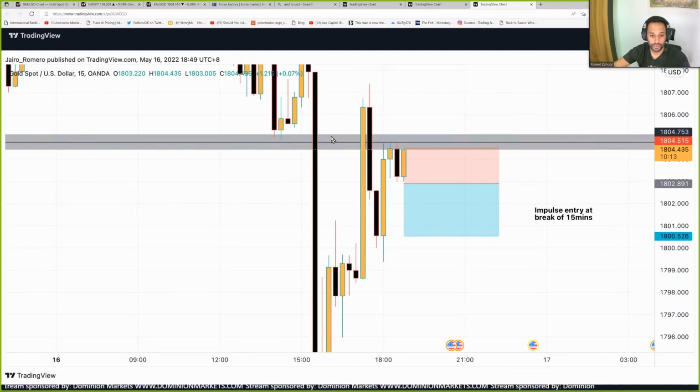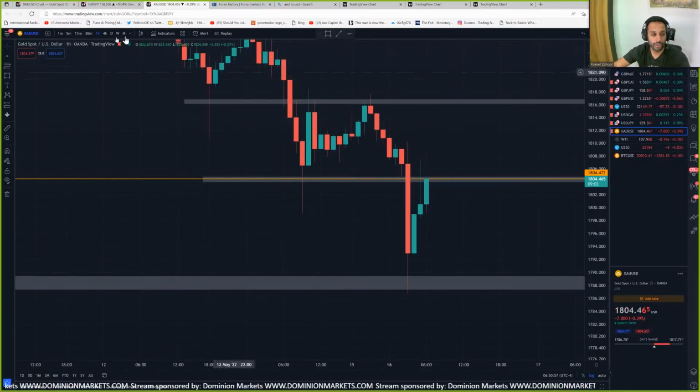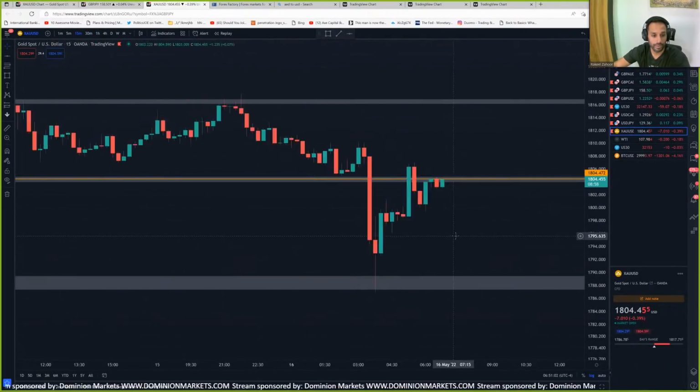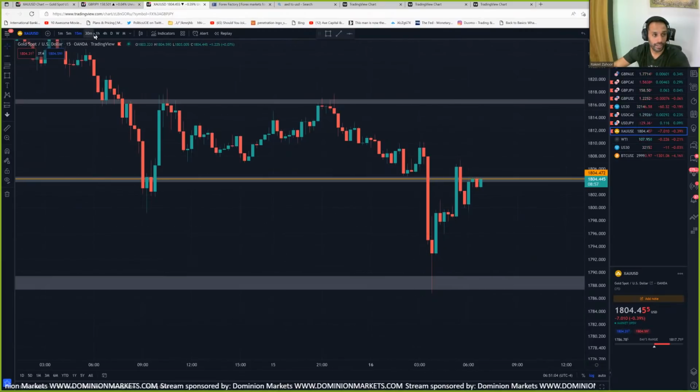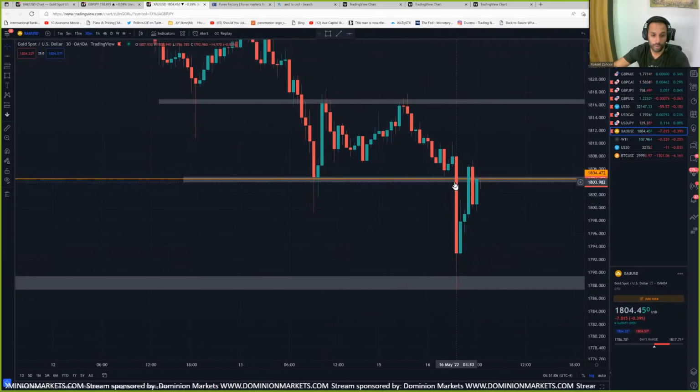All right, impulse entry, break of 15-minute on gold. Yes, that makes sense here as well. We got pretty good range over here. How would you have got in gold sells today? Was there an entry? I was actually looking at that, but I missed it. Maybe I could have entered once we broke below 1803 right here, anticipating it to continue down since there was a lot of volume.